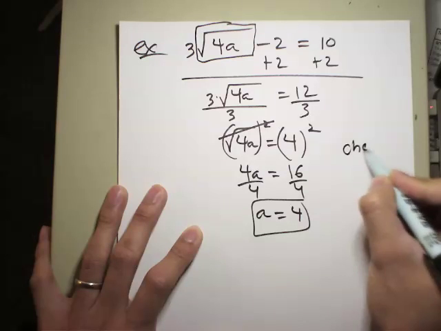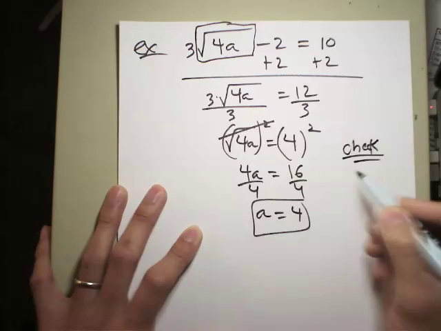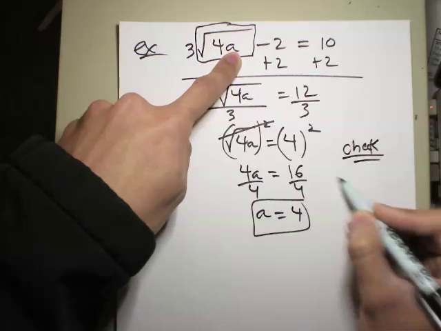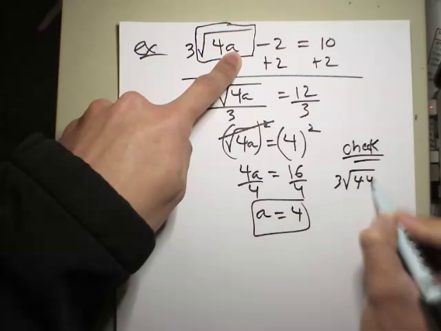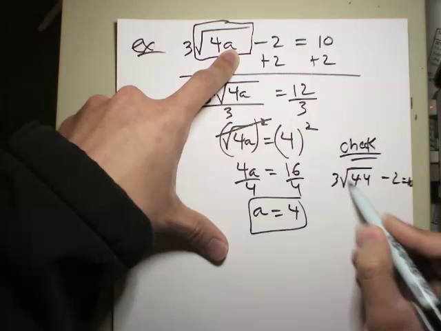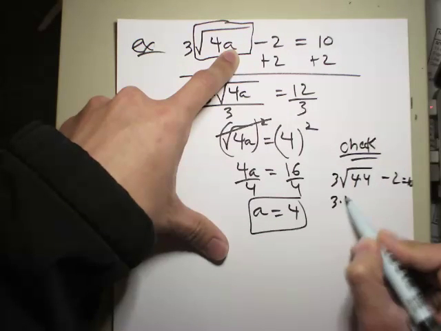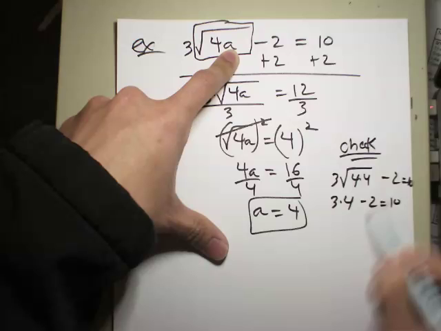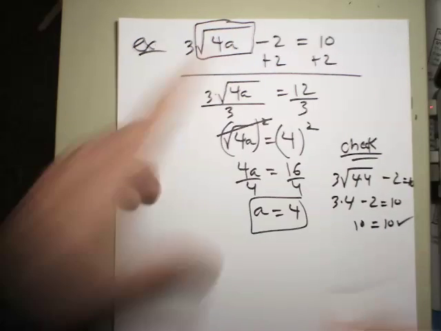And if you check your work, just make sure it works. Plug 4 back into here. You will have 3 times the square root of 4 times 4, minus 2 equals 10. See, that's going to work out fine. The square root of 16 is 4. So 3 times 4 minus 2. Indeed, it is 10. Works perfectly.